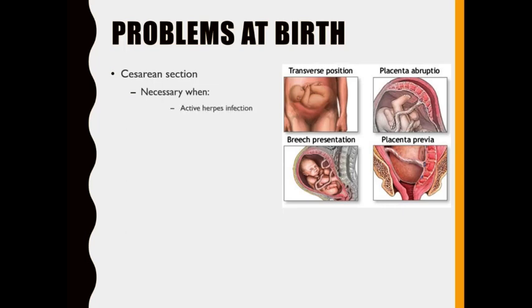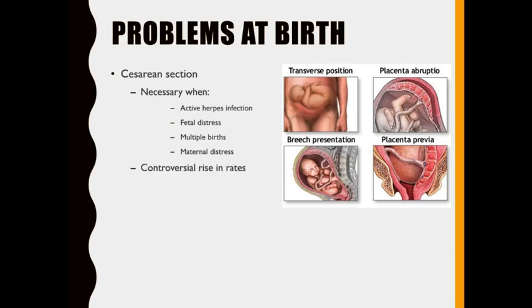Active herpes infection. You don't want a baby to pass active herpes sores, because the baby can contract herpes, and it can be a life-threatening illness in a baby. Fetal distress, its heart rate is going down, its umbilical cord's wrapped around it, something like that. A lot of times if there are 2 or more babies in there, they just have to opt for a C-section because maybe one's up, one's down, or we're not sure if they're going to take turns coming out one at a time. So, C-section is very common. Maternal distress, she's got too high of blood pressure or something like that.